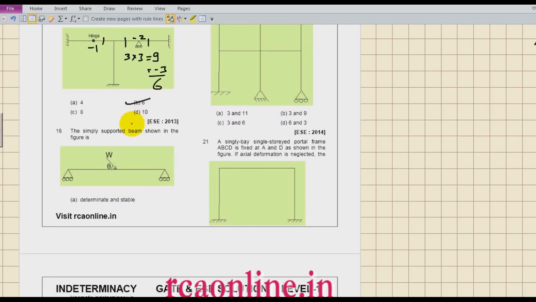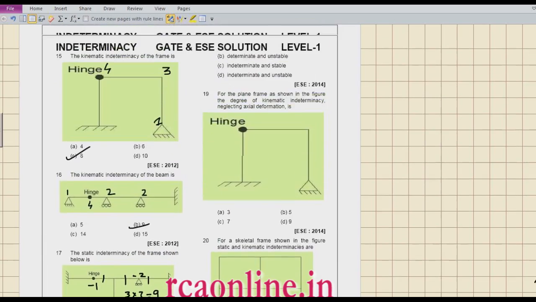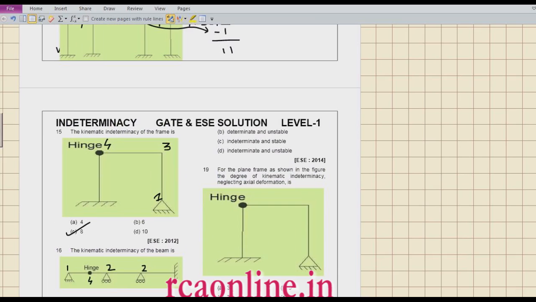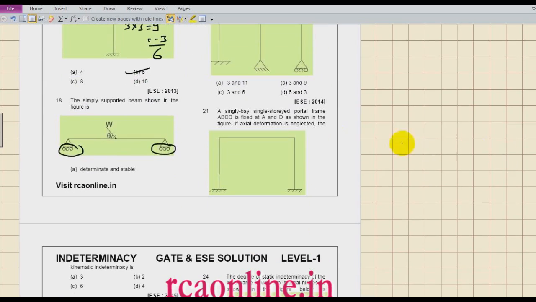Now see the next one. A simply supported beam shown in the figure. Okay, so this is simply supported. Oh my god, both have rollers. Just observe, both are rollers. Is it okay? So let us see. It is what it is given. I think that's okay here.